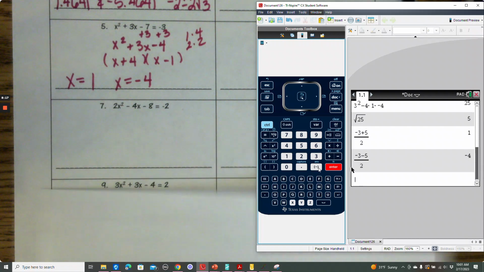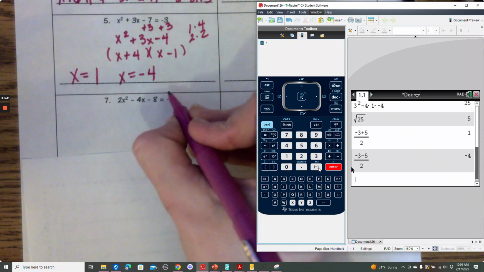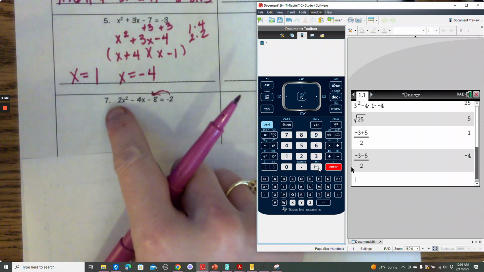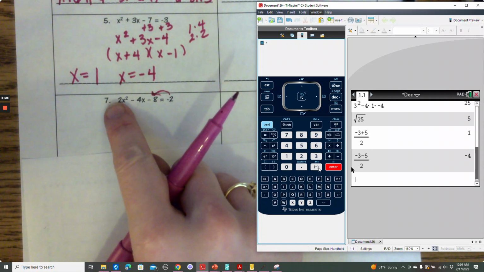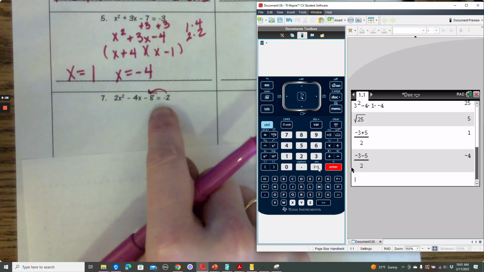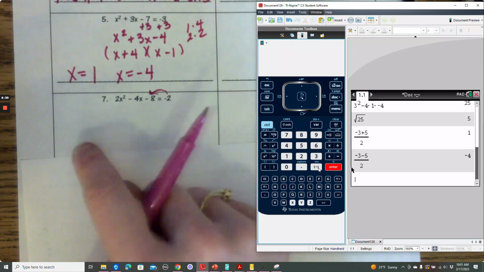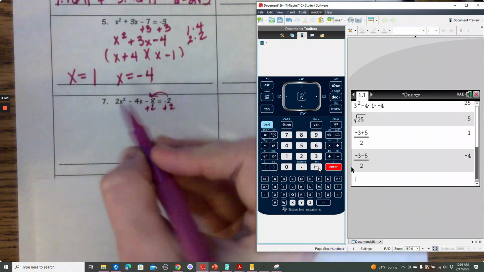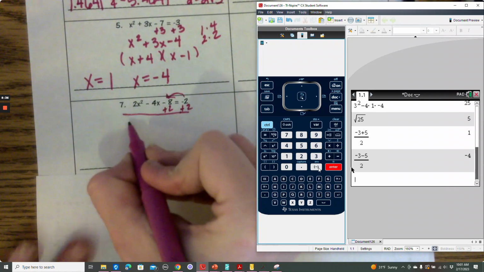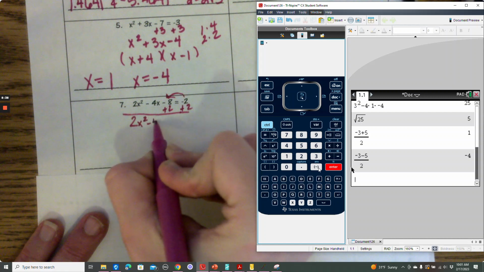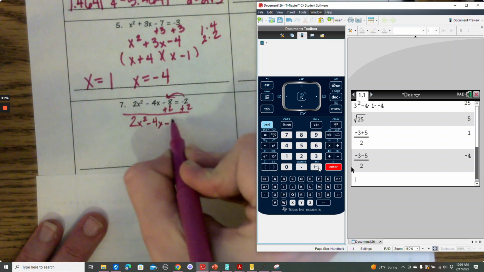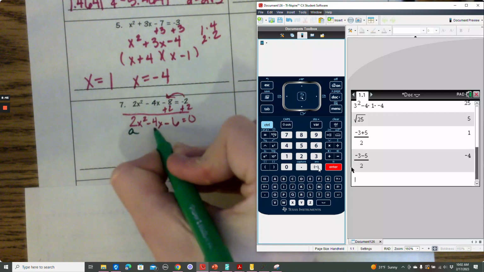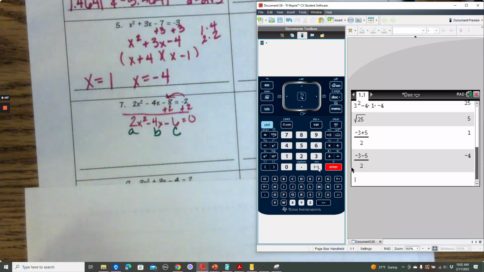All right, number 7. So again, make sure that you're getting all your pieces together. Also make sure that it's in the right order: x squared, then the x in the middle, and the plain old number at the end. That way you get it lettered. You get your code done right. So 2x squared minus 4x minus 6 equals 0. So this is A, this is B, this is C.